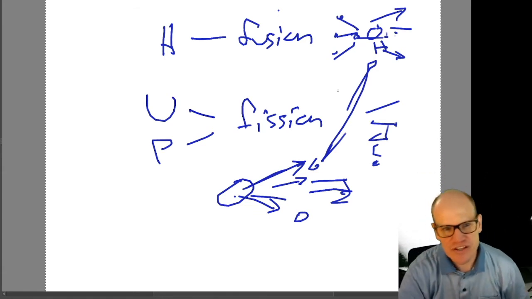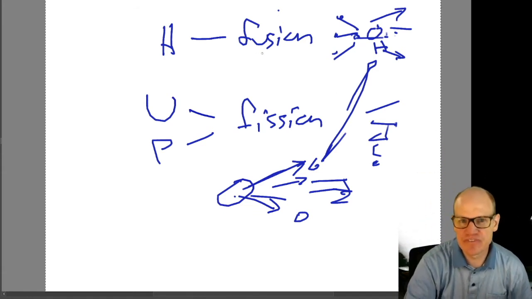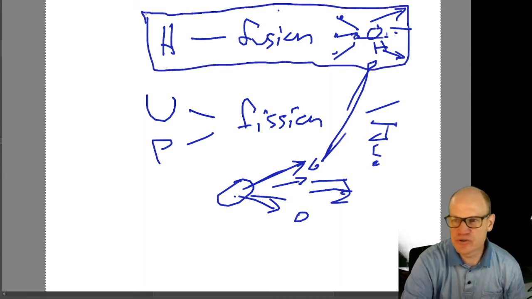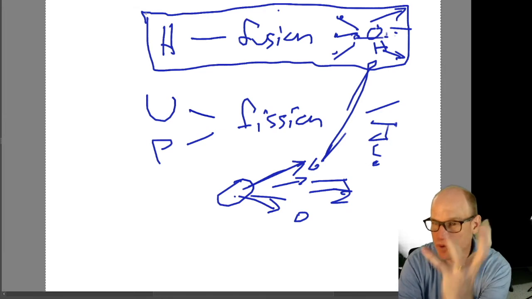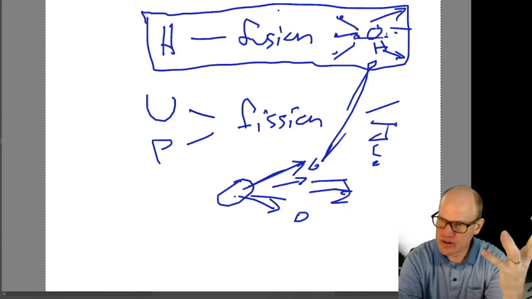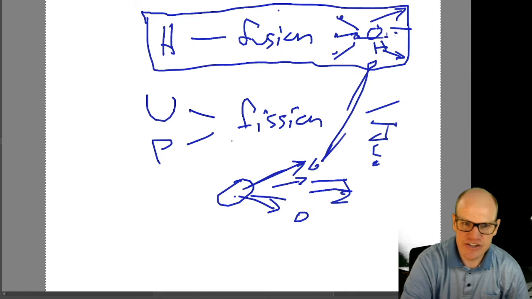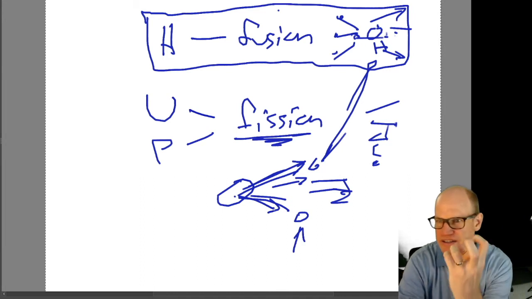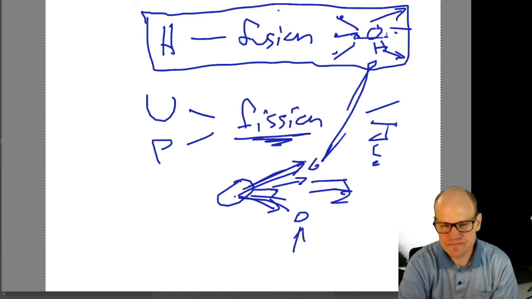Well, it doesn't work that way. The reason it doesn't work that way is because you only get energy out of fusion as far as the nuclei get increasingly tightly bound, more and more tightly bound, as you go to heavier and heavier elements. And you can only extract energy from fission because when you do this, the daughter particles are more tightly bound than the parent particle.